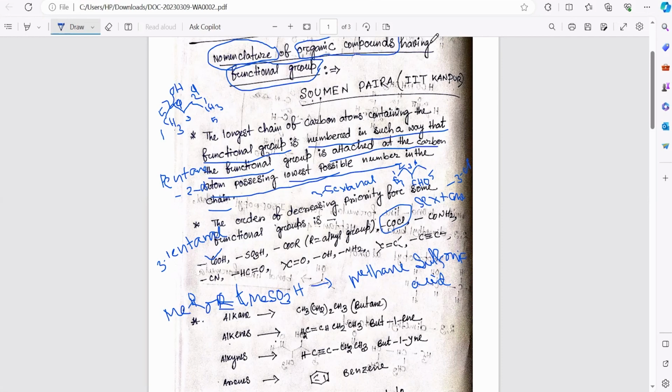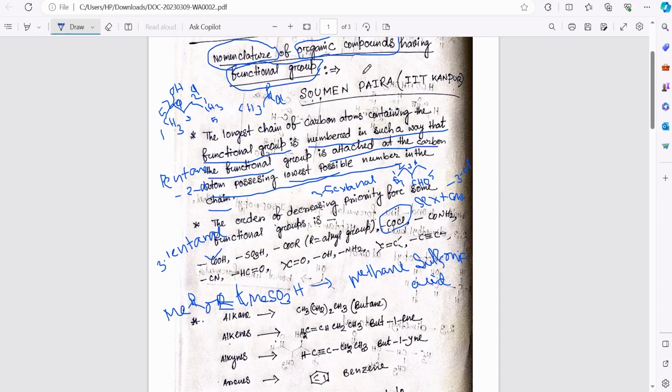So what we have discussed: COCl, acetyl chloride. Now suppose any molecule contains CH3COCl. Okay. Here I have written CH3COCl. So CH3COCl is acetyl chloride.